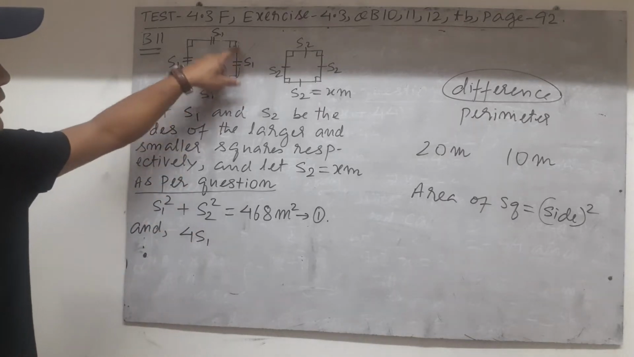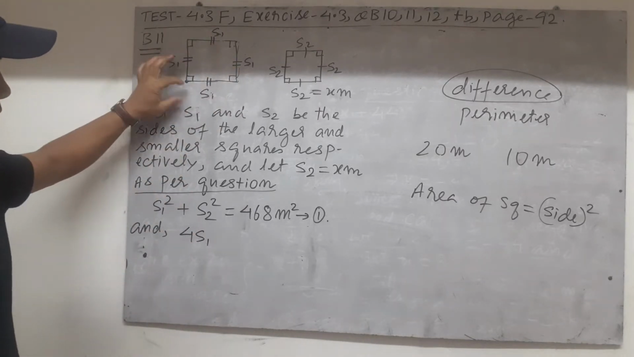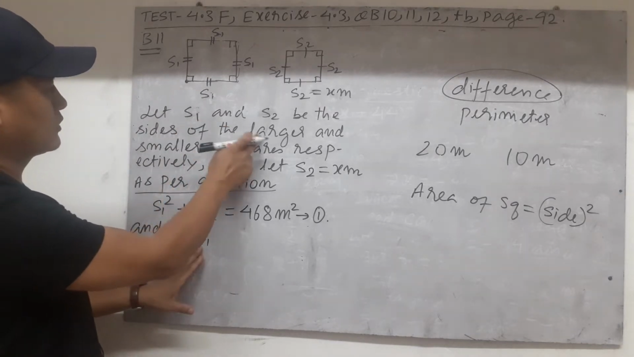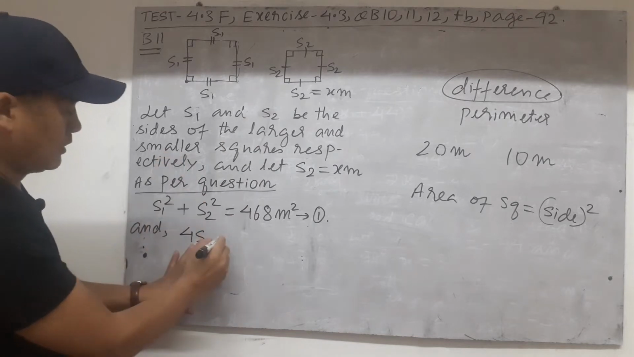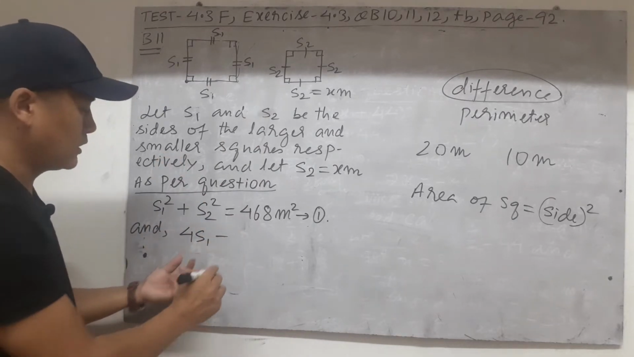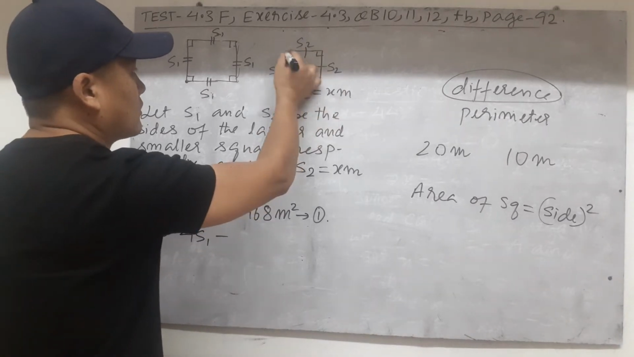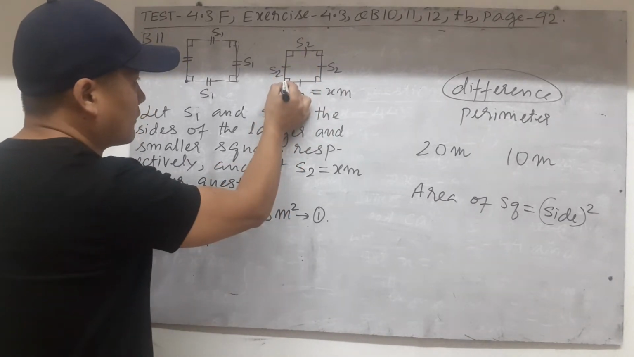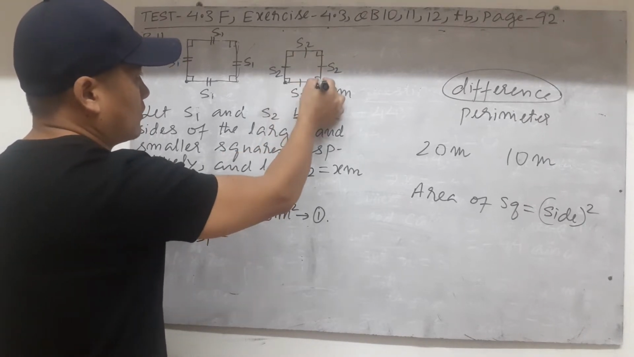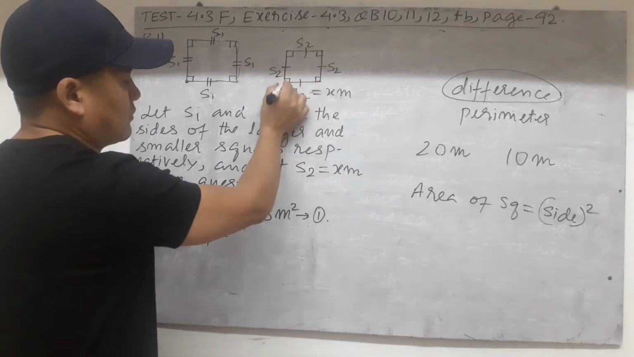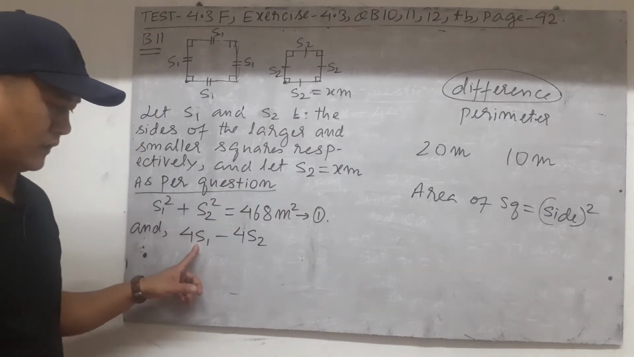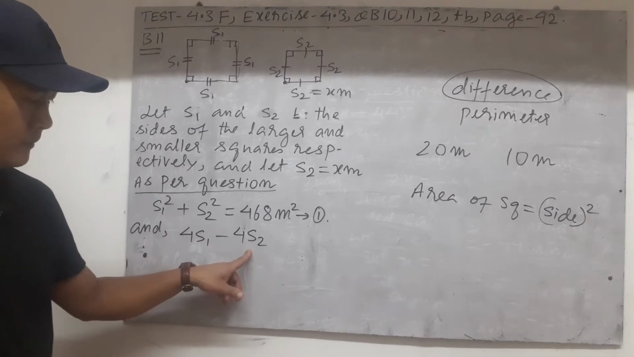S plus s1 plus s1 plus s1 reaching here. Perimeter, that is perimeter of larger square, because s1 is that of the larger square, s2 is that of the smaller. Difference means minus. Definitely perimeter of bigger one will be larger. Likewise, s2, s2, s2, s2. So started from here, s2, 2s2, 3s2, 4s2, then beginning one round. So 4 s2.